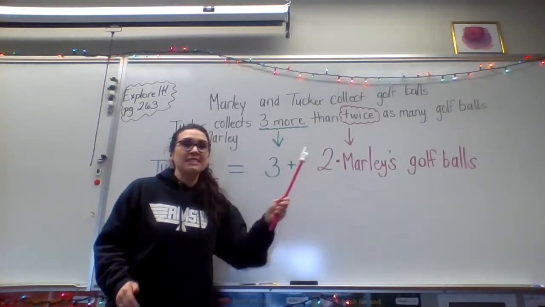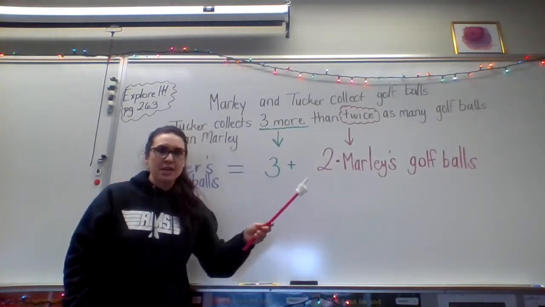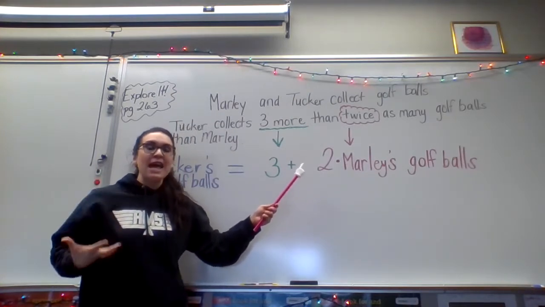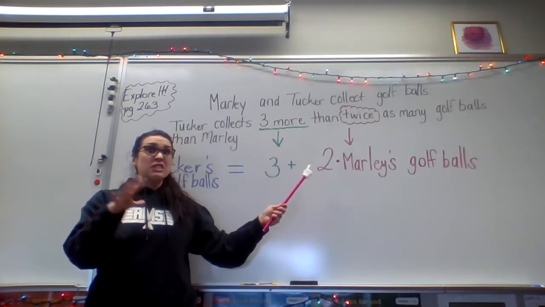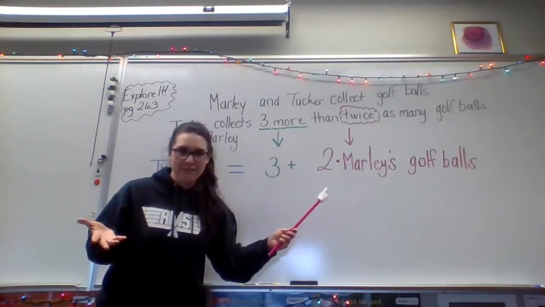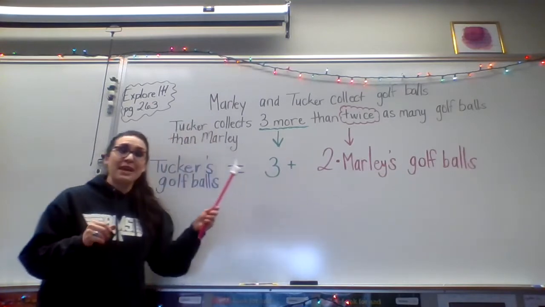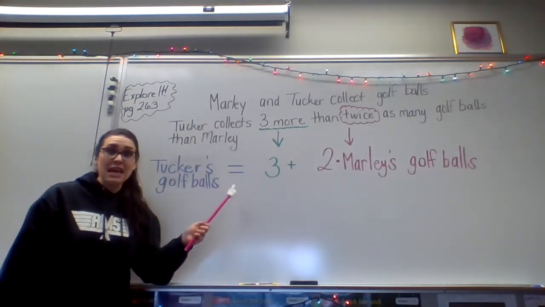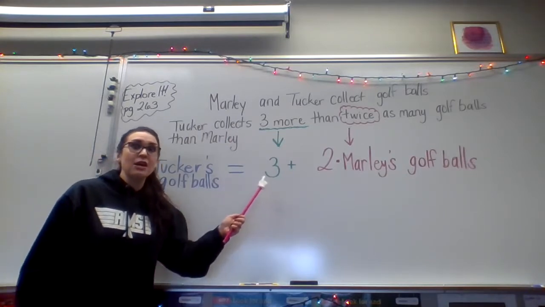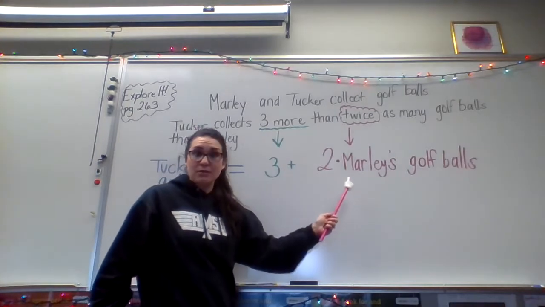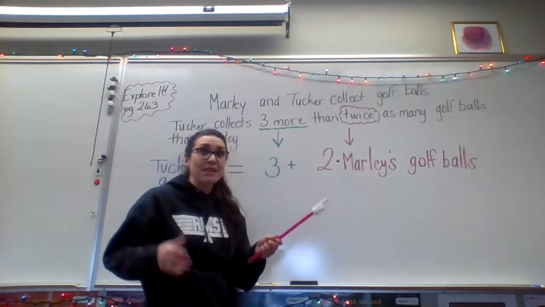Now you'll notice, instead of using the X for multiplication, I just put that little dot right there, right? Because we're going to start using some variables, and I want to make sure that we are all on the same page and we know that we are representing multiplication and not a variable X, right? So again, we can represent this story problem by saying Tucker's golf balls equals or is the same as 3 more than twice the amount of Marley's golf balls, all right?